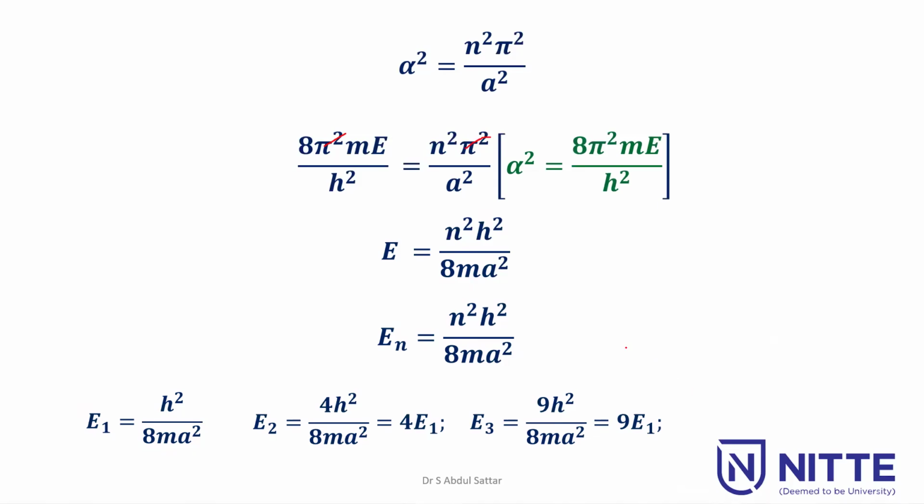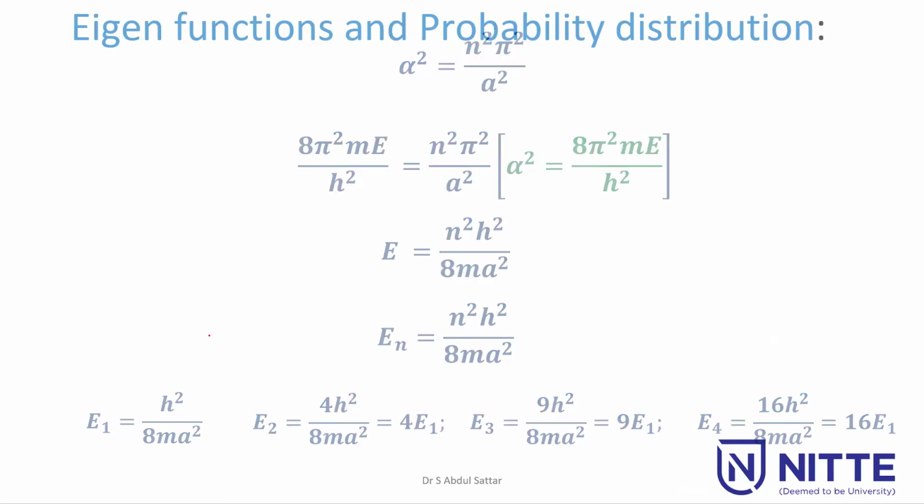That means the particle is free inside the box, but it does not take all the energy values. It can take some discrete energy values only. That means energy is quantized. The quantum value is this much, h square by 8m a square. All other energy values are integer multiples of this energy value.